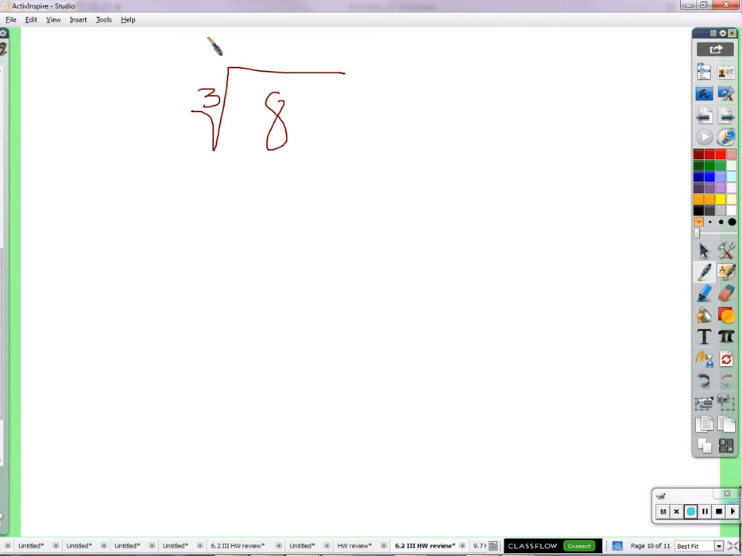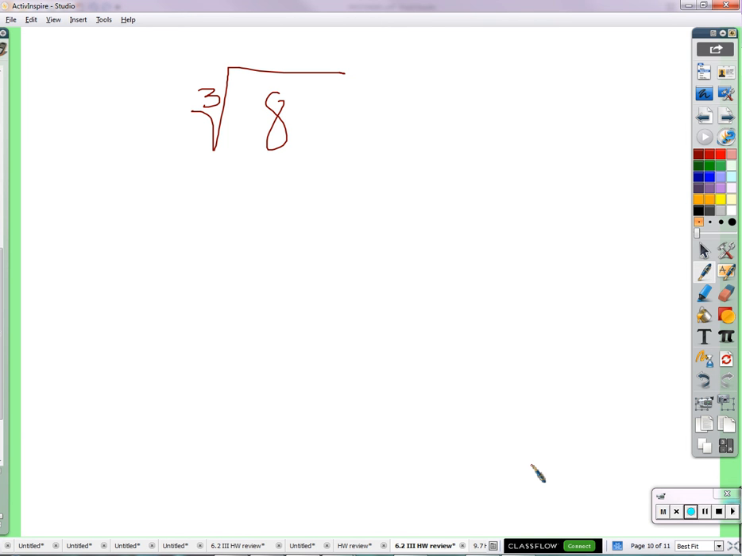It's not square root, but it's like the cube root. It is the cube root. What does the cube root of 8 mean? Oh, the square root of 8 times itself 3 times. The square root of 8 times itself 3 times. Might be. I don't know.